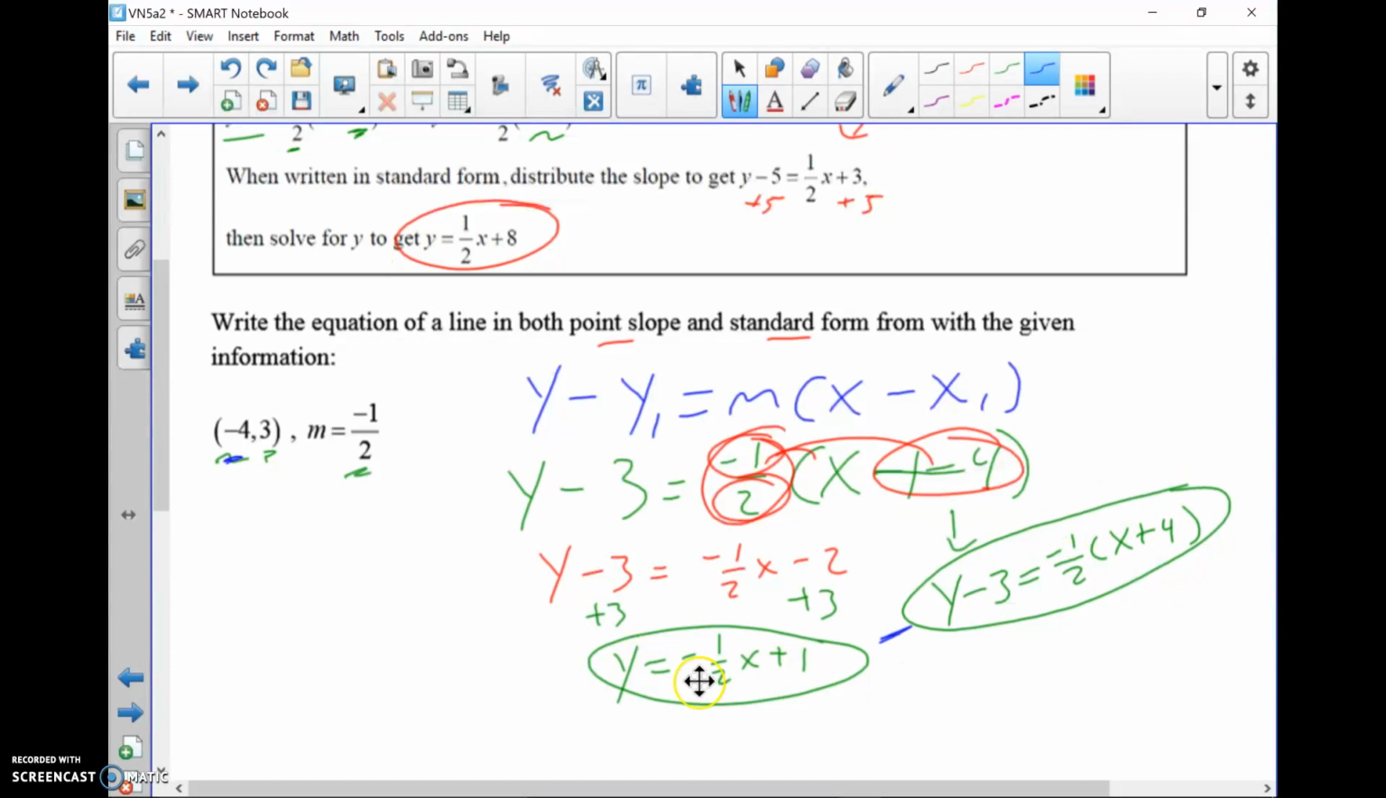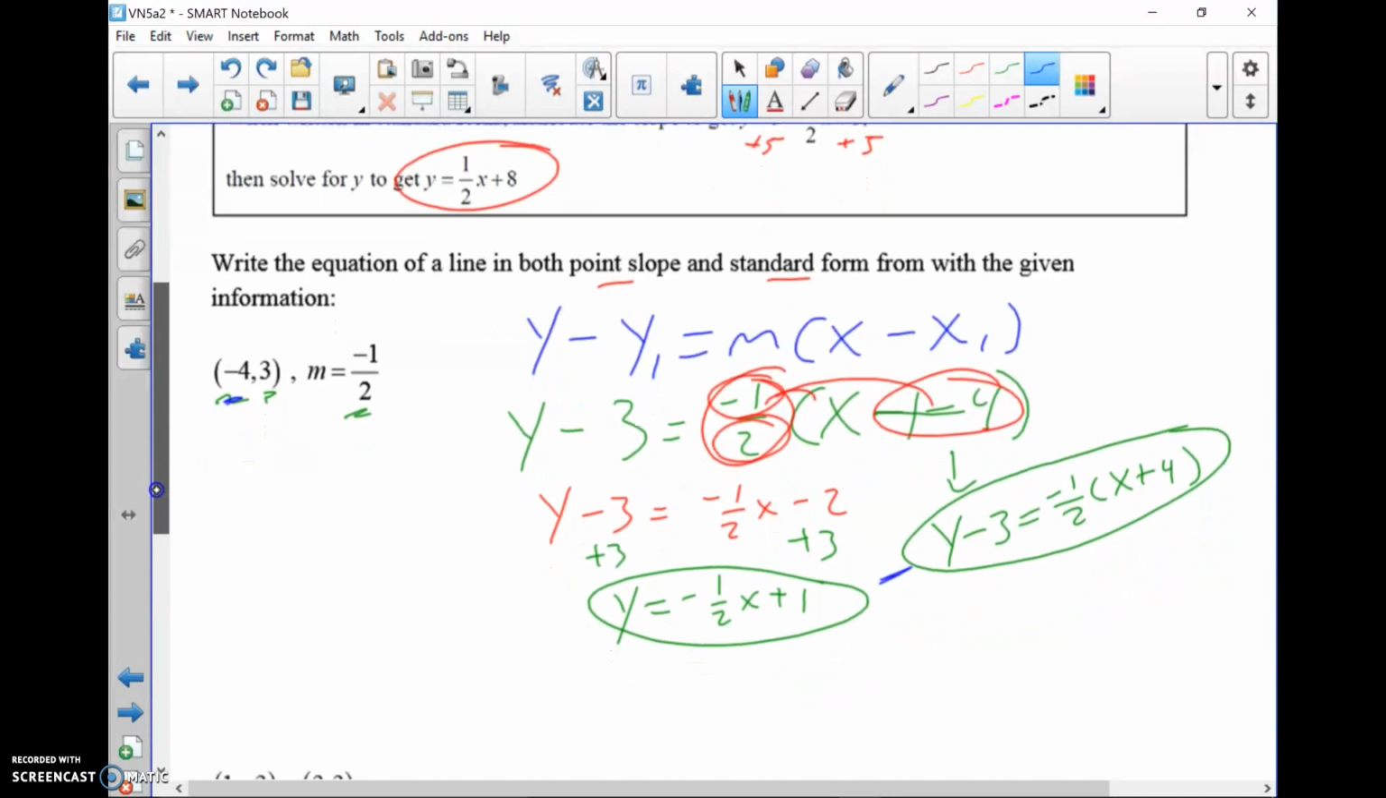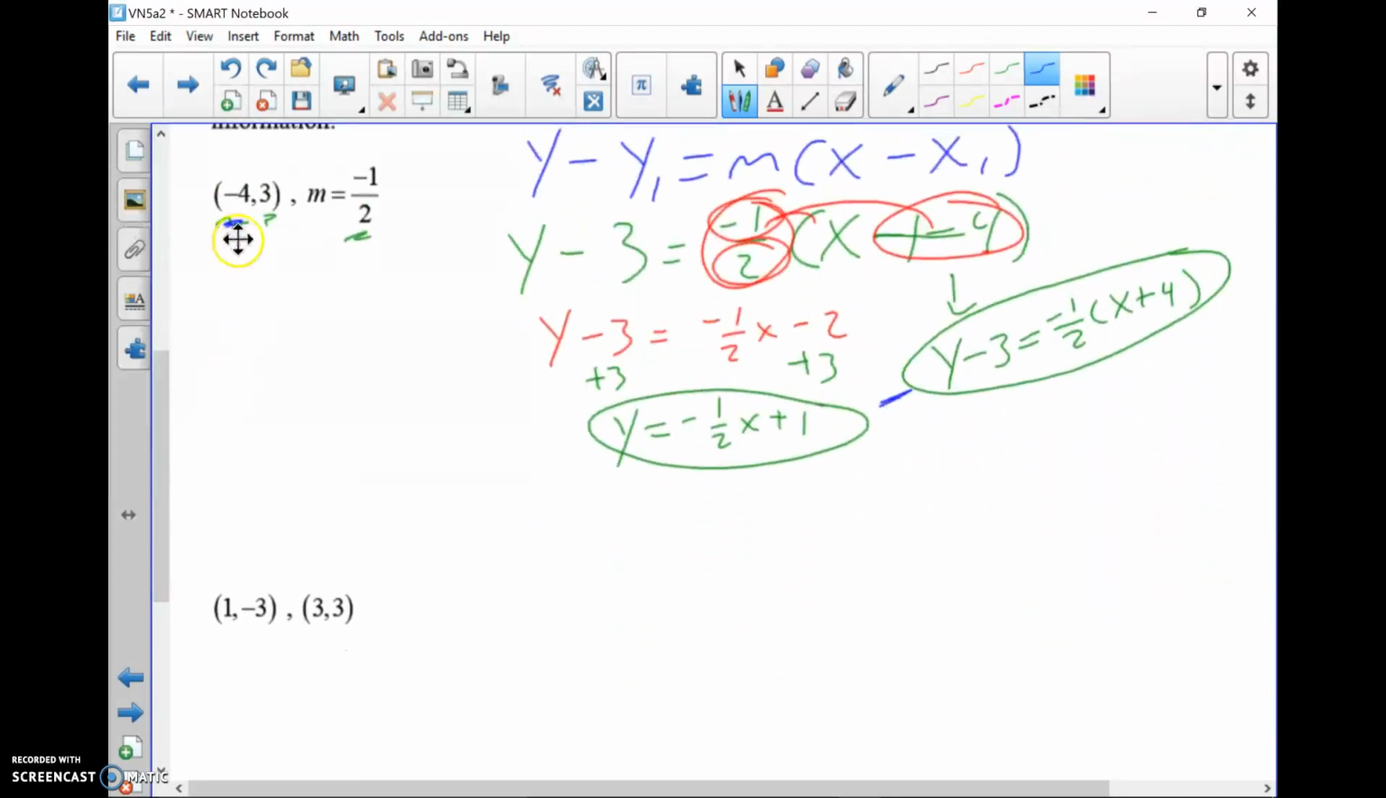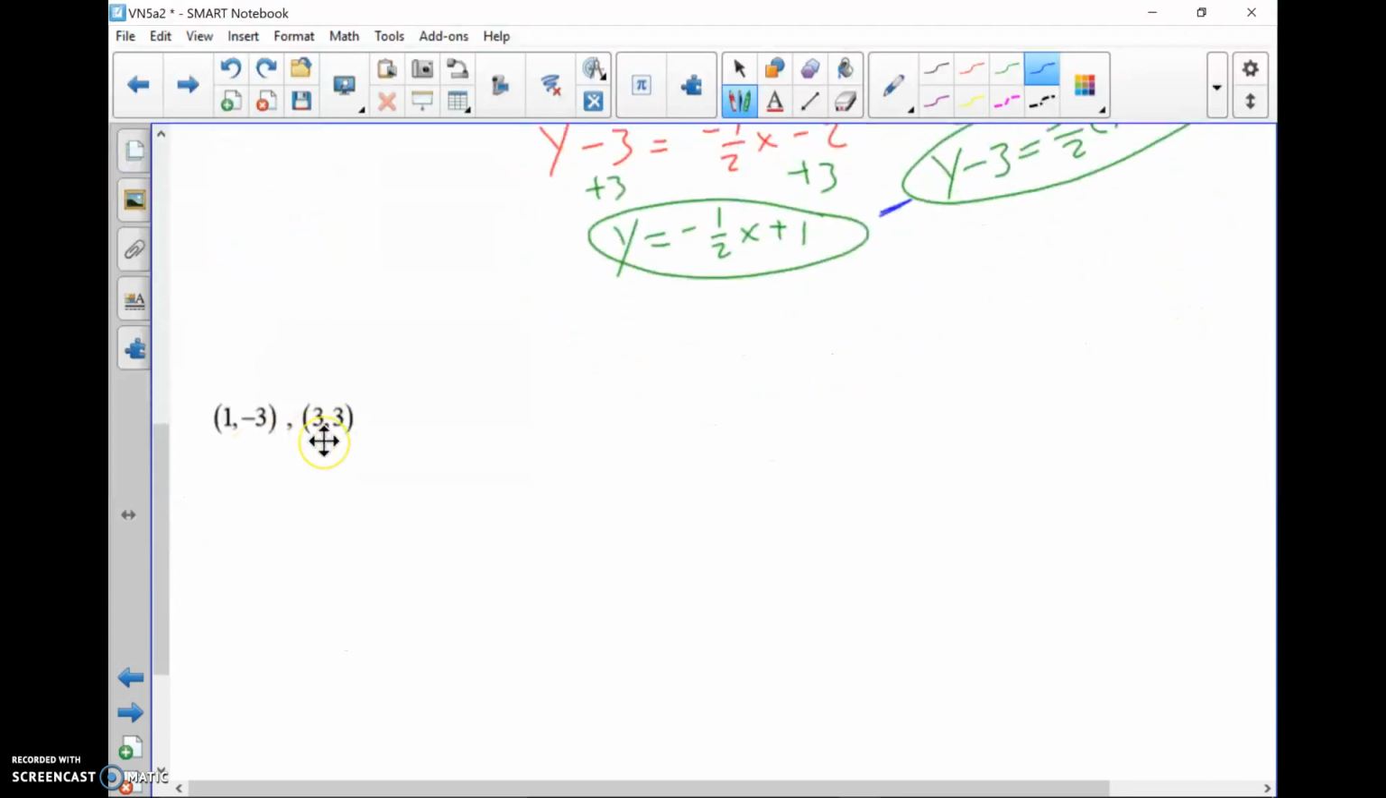And then when we distribute the slope, we get down to the y equals mx plus b. The one way this could get a little bit more challenging is instead of giving a point and a slope, we could have 2 points. So we need the slope.